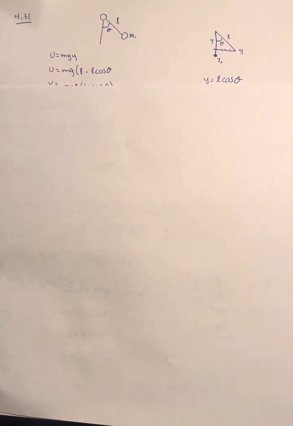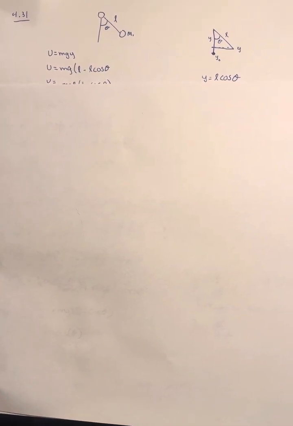The problem I'm doing in the book is from chapter 4, problem 31: write the Hamiltonian for a planar pendulum and obtain Hamilton's equations of motion. So to start, the Lagrangian for this pendulum: the potential energy just depends on the gravitational force.